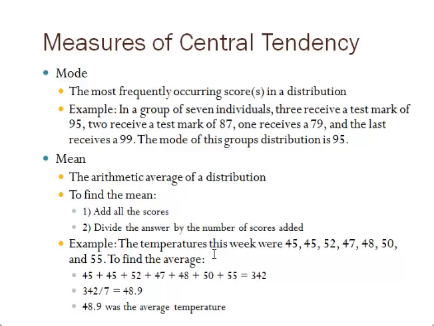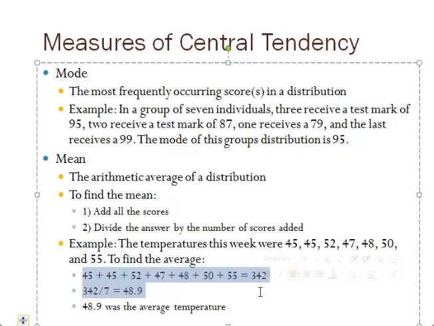But anyway, to find the average, all you need to do is add them all up and divide by the total number of samples. In this case, there are 1, 2, 3, 4, 5, 6, 7 samples. So add them all up, you get 342. Divide by 7, you get 48.9.